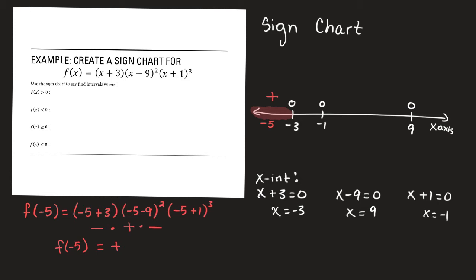The next interval that I'm going to be concerned with is the interval from negative 3 to 1. Negative 3 to 1, I can use the value negative 2. So I'm going to find f of negative 2's sign.